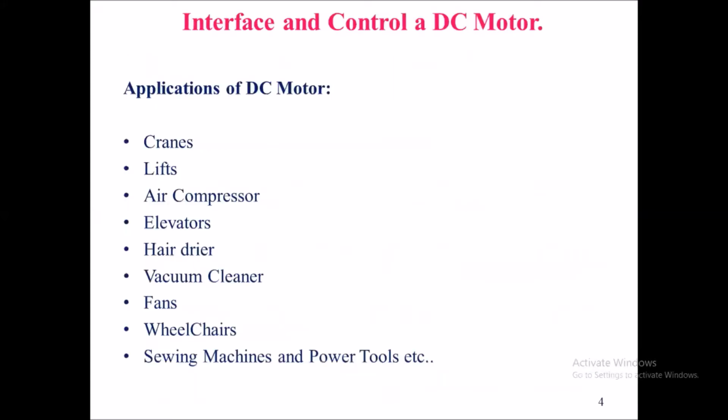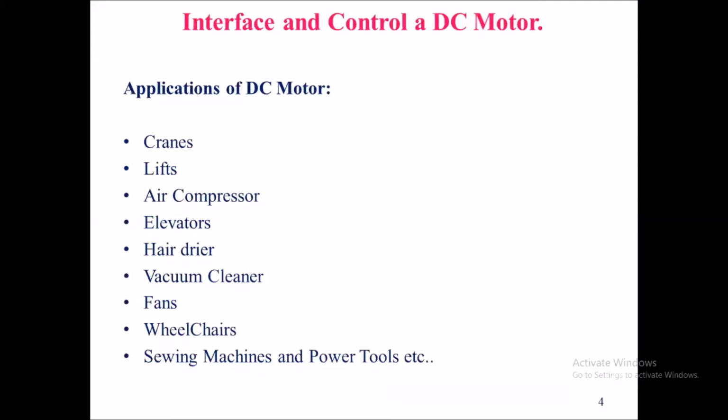Coming to the application of the DC motor, where can we use this DC motor? We can use it in cranes, lifts, air compressors, elevators, hair dryers, vacuum cleaners, fans, wheelchairs, sewing machines, power tools, etc. These are various examples where DC motors are still being used.